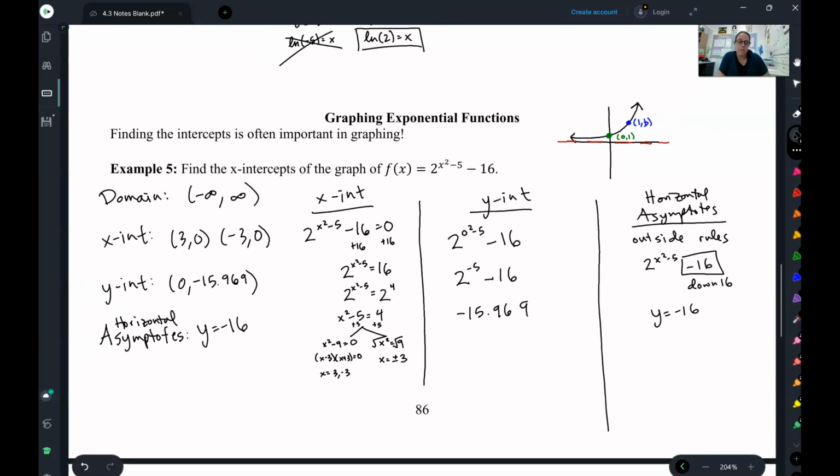So that is how you find all the things you're going to need for graphing. In the next video, we'll actually have you practice finding these things, and then we'll graph it together to talk about how to actually put it all together and fill in a graph.